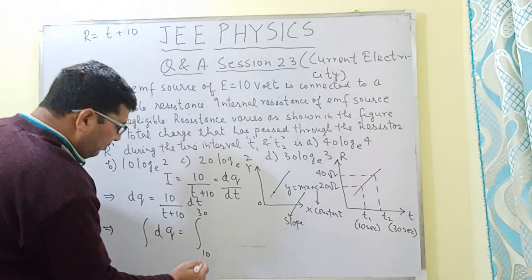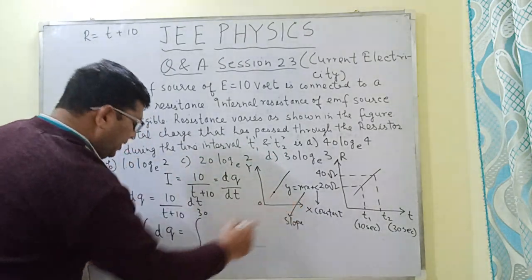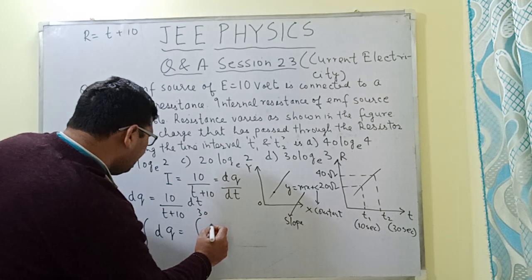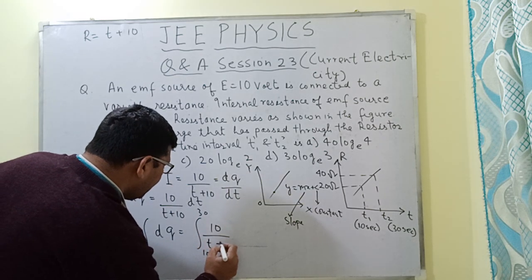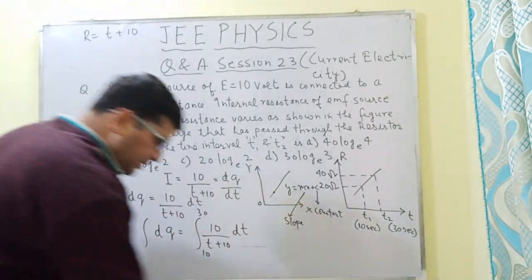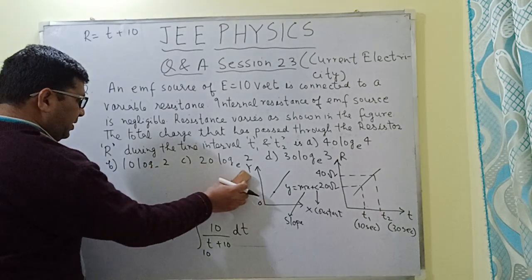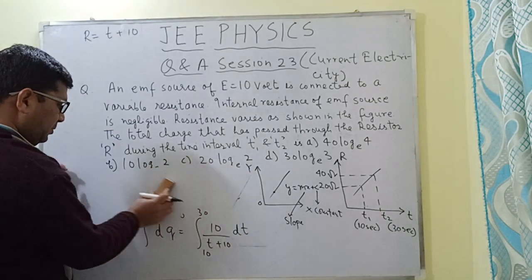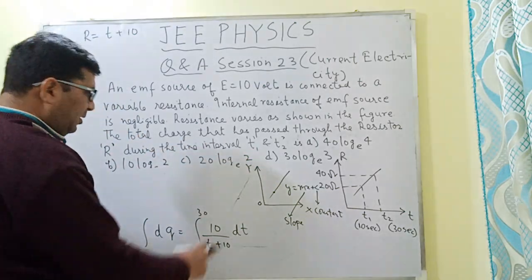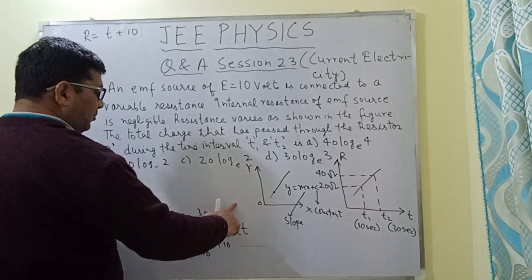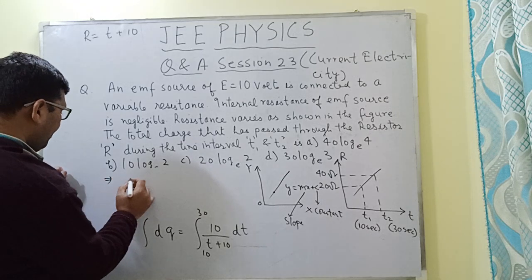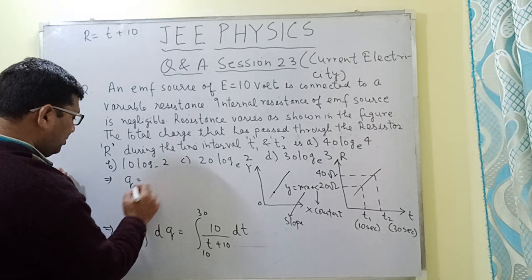So our limits will be 10 to 30, that is t1 is equal to 10 seconds and t2 is equal to 30 seconds, and this will be equal to dt. So finally we have got this equation, and by solving this equation we will be able to get the total charge which has passed through the resistor between time t1 and t2.